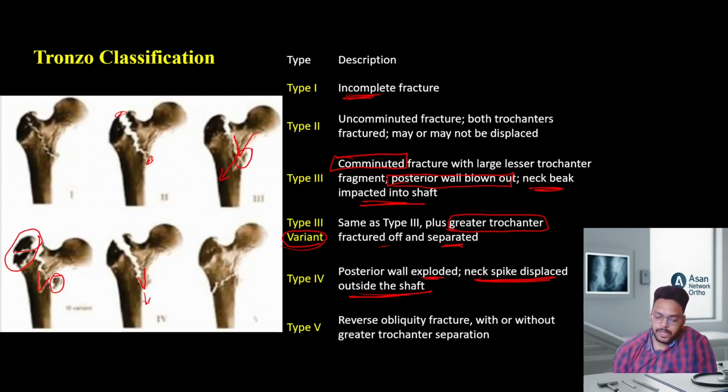Then type 5 is the reverse oblique fracture, that may be with or without greater trochanter or lesser trochanter separation. It's a reverse oblique fracture. This is Tronzo's classification, simply based on the fracture pattern.